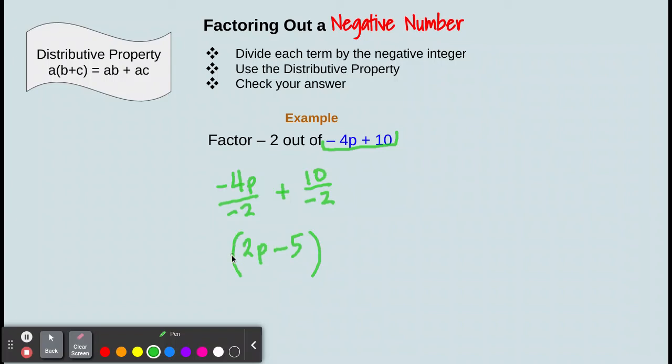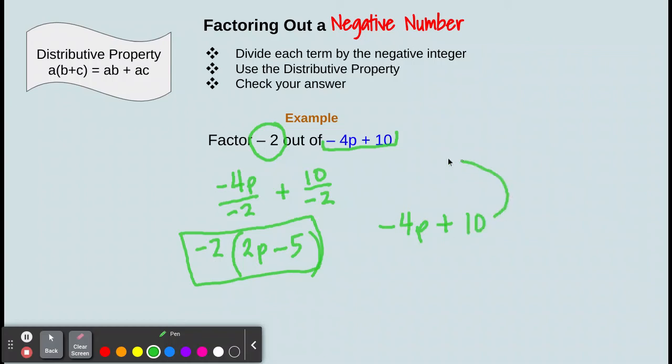And remember, on the outside goes the GCF, or what we were told to factor out, which was -2. So then our answer should be this here, but we can check it by going -2 times 2p, which is -4p, and -2 times a -5, which is a positive 10. Does this match our original? It does, so our factorization over here is correct.